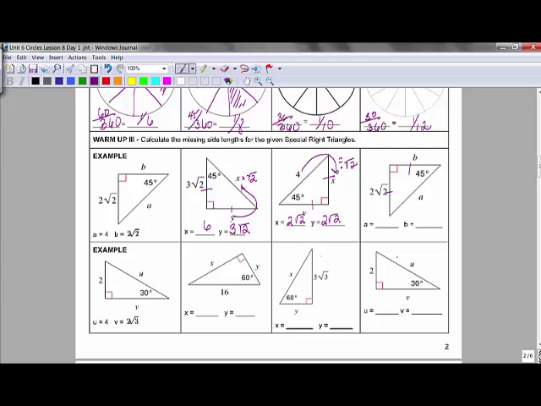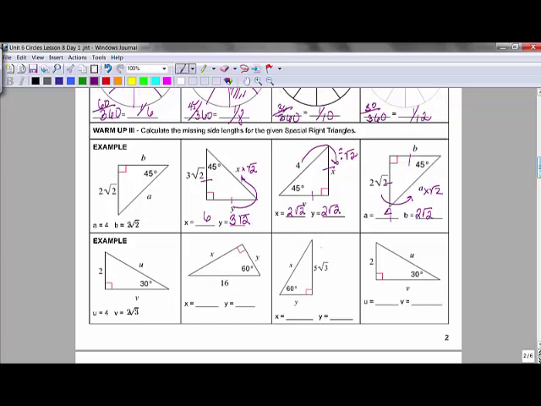Again, 45, 45, 90. So b and 2 square root 2 are identical. And I'm going to take this and multiply it by the square root of 2 to end up with 4. Our second type of special right triangle is a 30, 60, 90 right triangle, but it also has a special relationship between the sides.